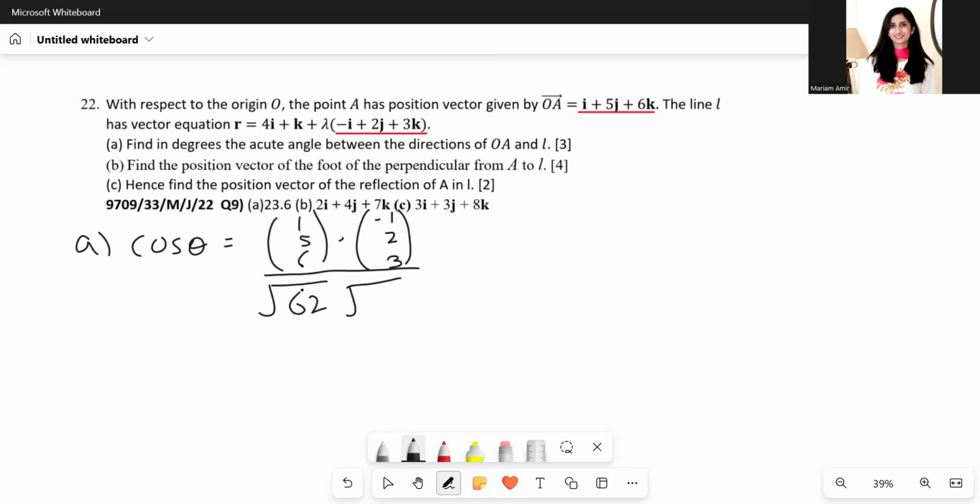And the magnitude of the second vector is the square root of 1 squared plus 2 squared plus 3 squared, which is square root of 14. And now we find the dot product. The dot product would be 1 times minus 1 plus 5 times 2 plus 6 times 3, which would be 27. So now we take cos inverse of this, which gives us theta equals 23.6 after rounding.